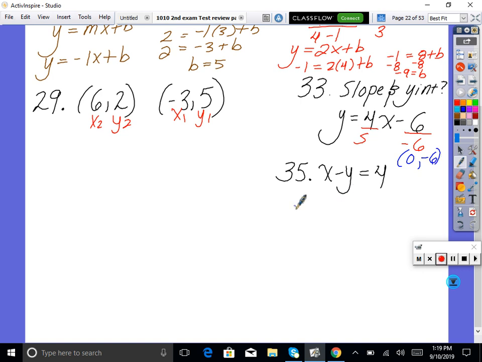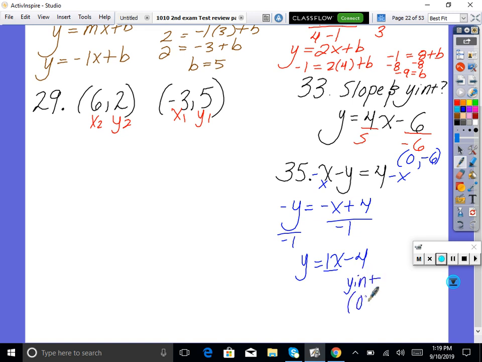Now, with this one, I would just get it into y equals mx plus b form, so I'd have negative y equal to, I'm going to subtract x, and then plus 4, right? Subtract x, and then I've reordered it, divide by negative 1. So y is equal to x minus 4, so my slope is 1, and my y-intercept is when x equals 0, 0, negative 4. So that's our y-intercept, the plus b.